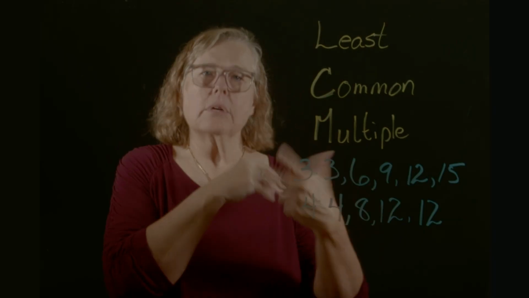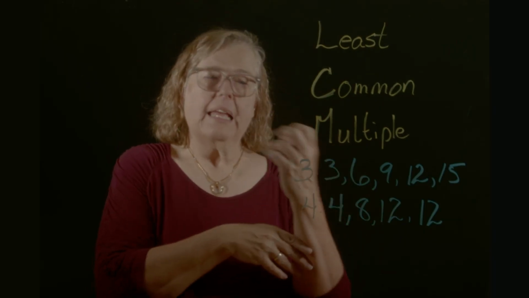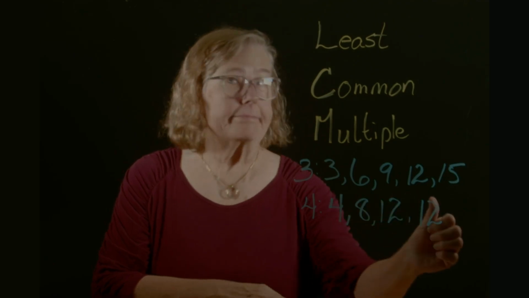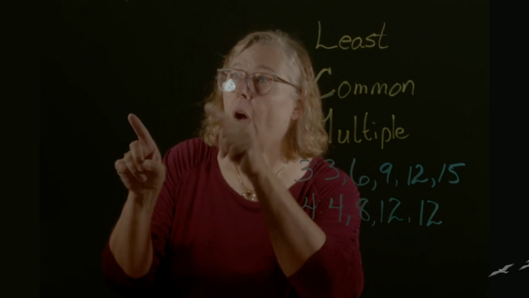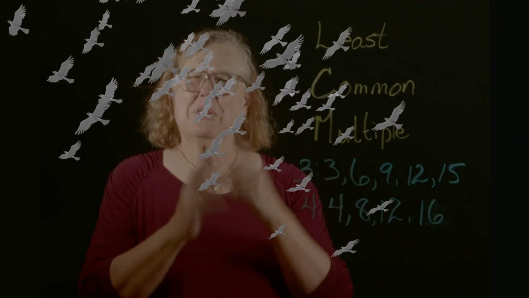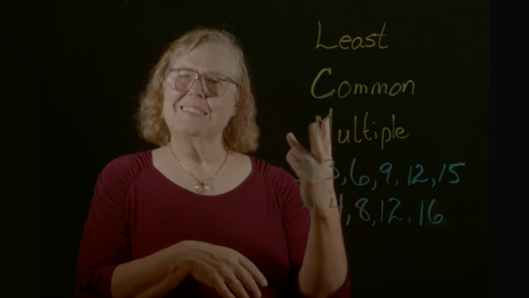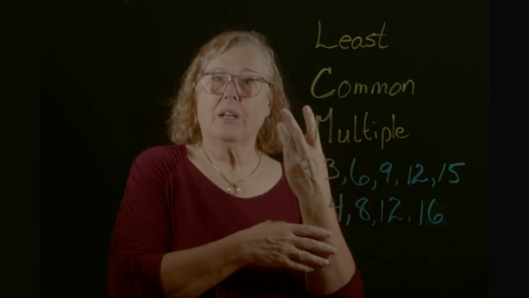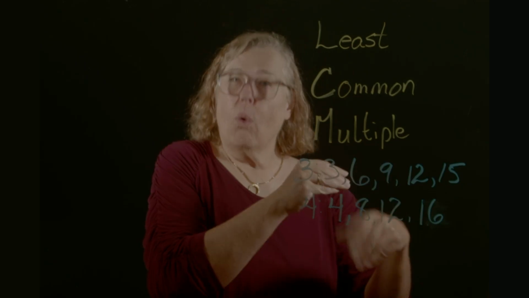When we talk about a multiple, we say 3, 6, 9, 12, 15, and it goes on, and we're adding 3, right? We say 4, 8, 12. What? 12? Shh. Hey, look, there's a bird over there. Look over there. What do you mean you saw 12? That's not a 12. That's 16. You're so silly. All right, moving on. 4, 8, 12, 16. We're adding 4 each time, right?